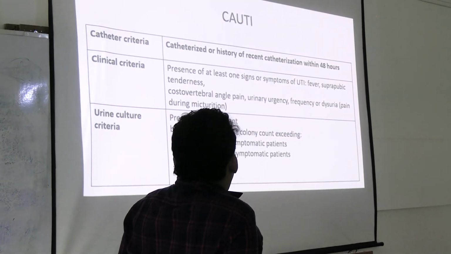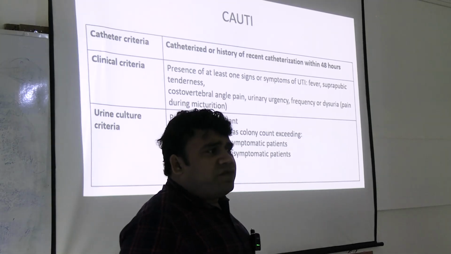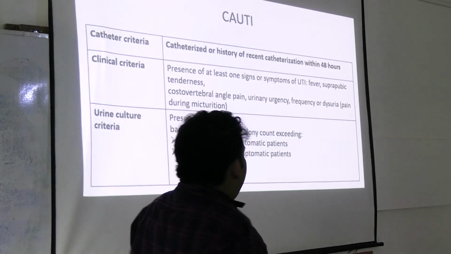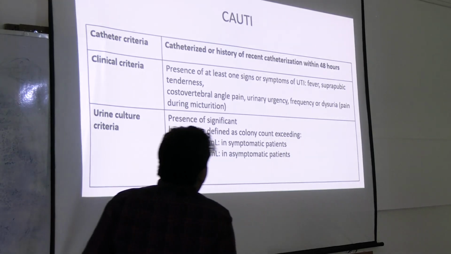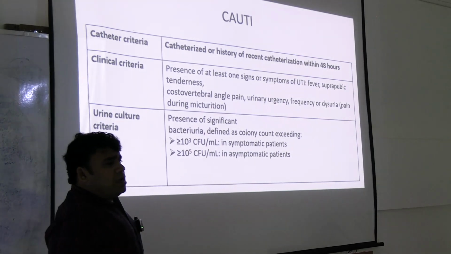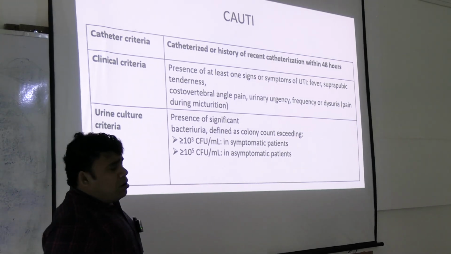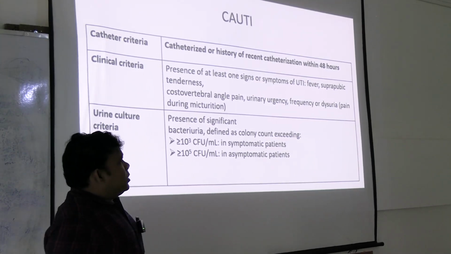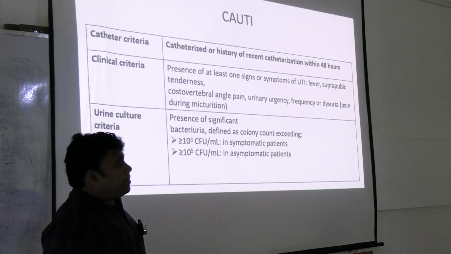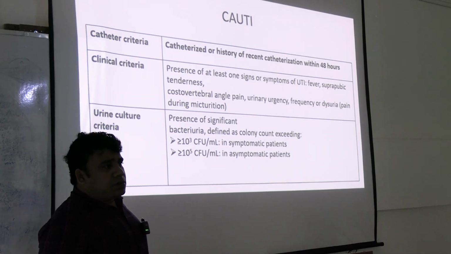Now, for diagnosis of catheter-associated UTI, you have a clinical criterion and a laboratory criterion. The clinical criterion is presence of at least one of the signs and symptoms of UTI, that is either fever, suprapubic tenderness, costovertebral angle pain, urinary urgency, frequency, or dysuria. If these are present, that is important.